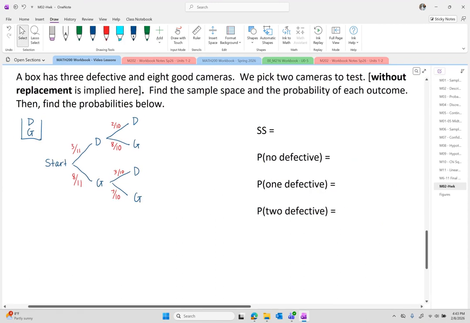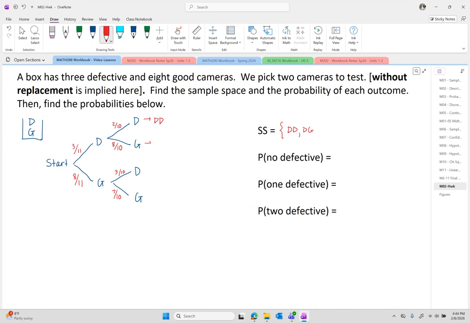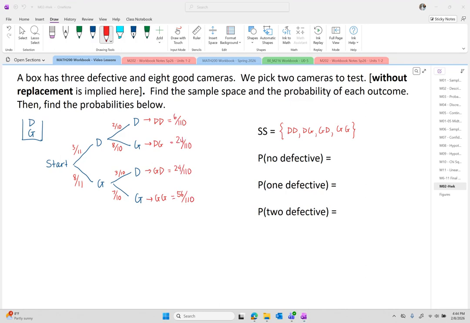The sample space is defective and defective, which is the first row here. Defective and good, which is the second row here. Good and defective, which is the third row here, or good and good, which is the last row. And the probabilities are the same values that we found in the example of the urn.